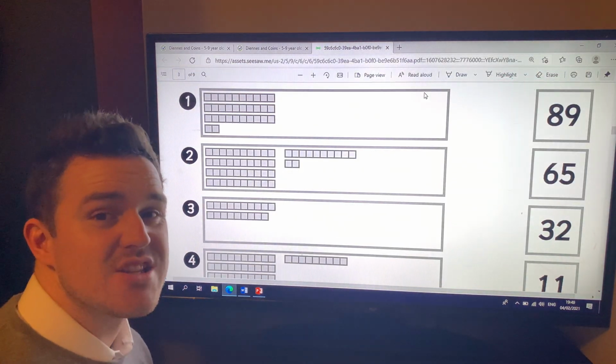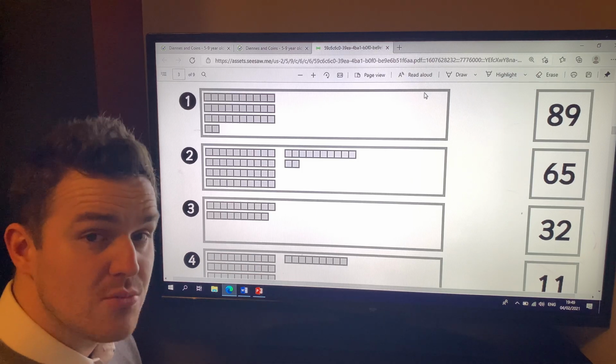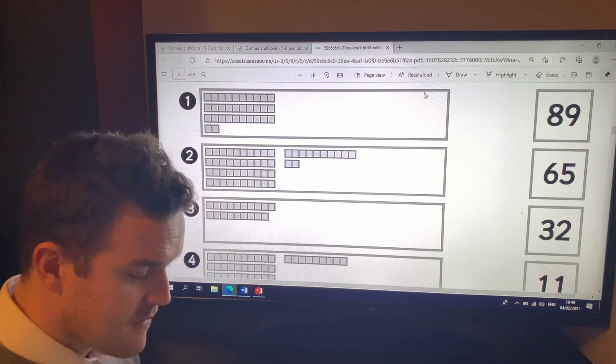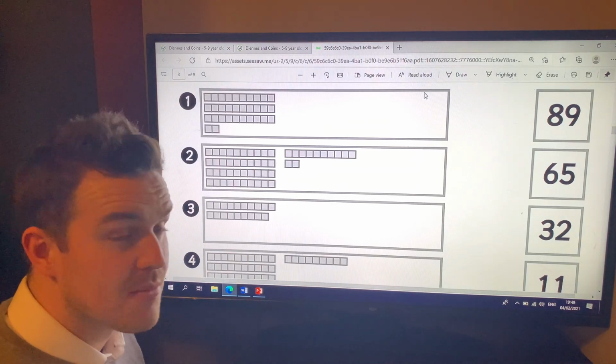So I'll put those in Education City for you probably next week to have a little go of when you're home. This is what you're doing today. You are counting up your 10s and your 1s, and matching them to the right number. That's what we're going to start off with.